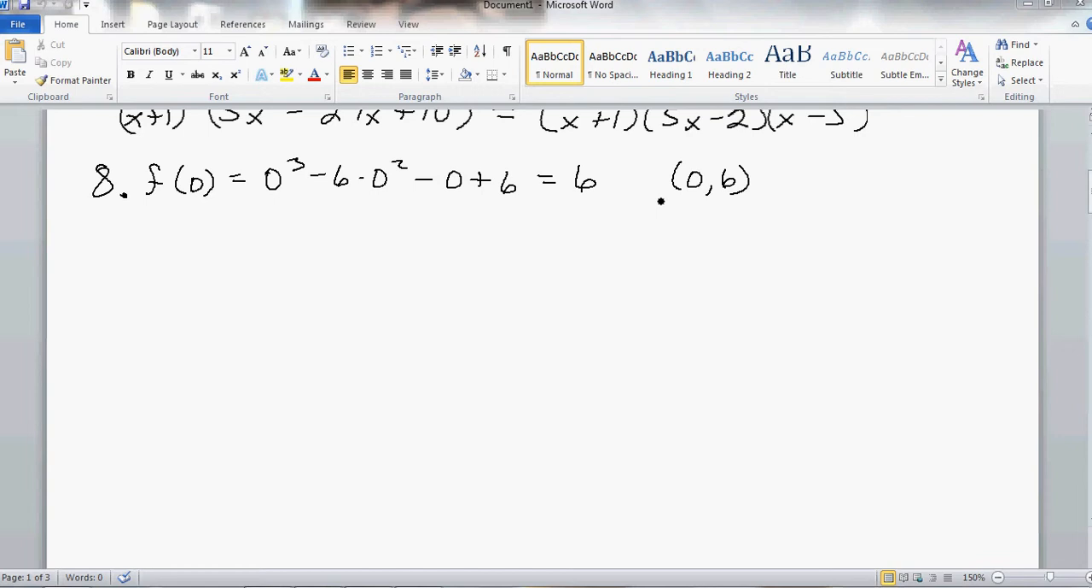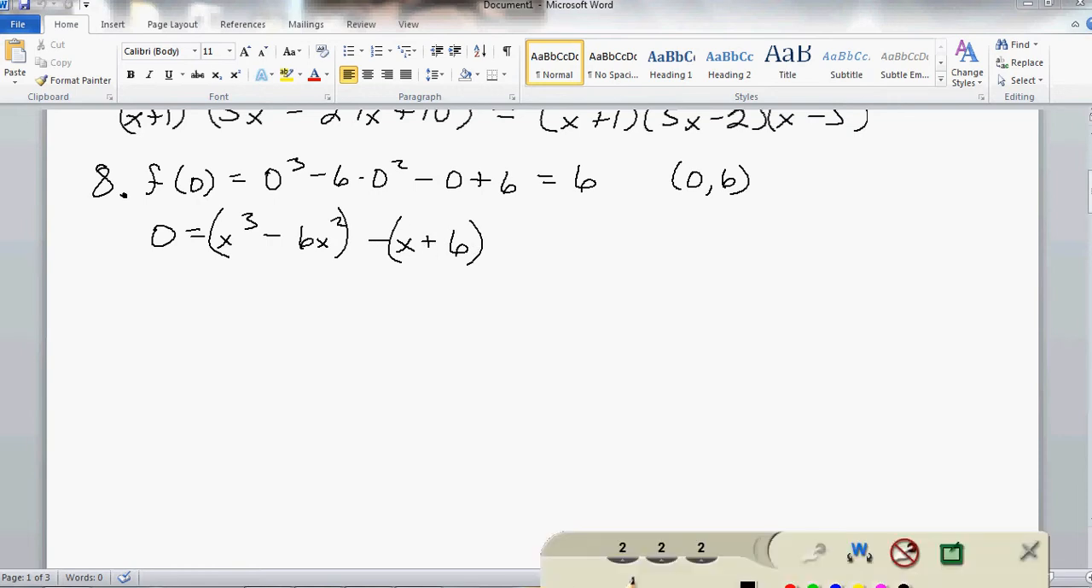Then to find the others, this is where we need to go through the whole process of trying to factor. So we're going to do 0 equals x cubed minus 6x squared minus x plus 6. Well, I'm going to factor by grouping. So I group these first two together, no problem. I'm going to group those two there, but realize as soon as I group it with a minus here, I do need to change that sign right there to a negative.